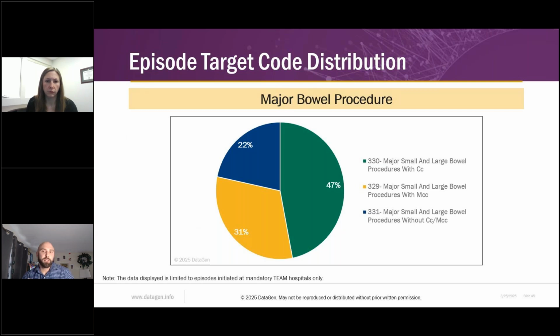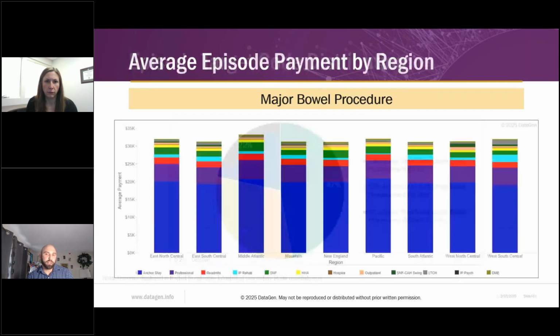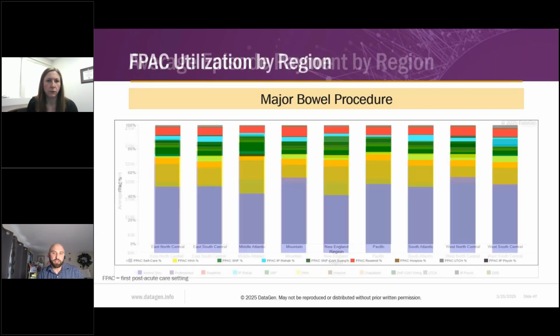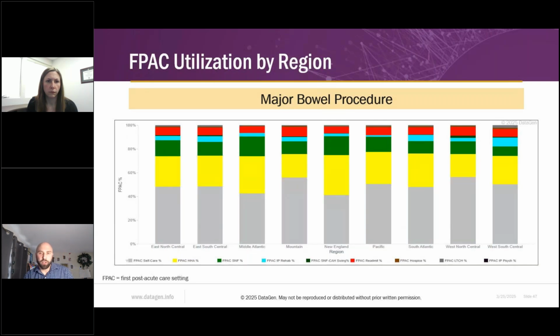So moving on, looking at the variation between regions, really not much variation in the sense of overall cost. There's about a $3,000 difference between the most expensive, which is Mid-Atlantic, and the least expensive, which is New England. And in the post-acute care, maybe a little bit of variation in inpatient rehab use, that blue bar. And the next graph, the FPAC graph, kind of shows that same slight variation across the post-acute care spectrum.